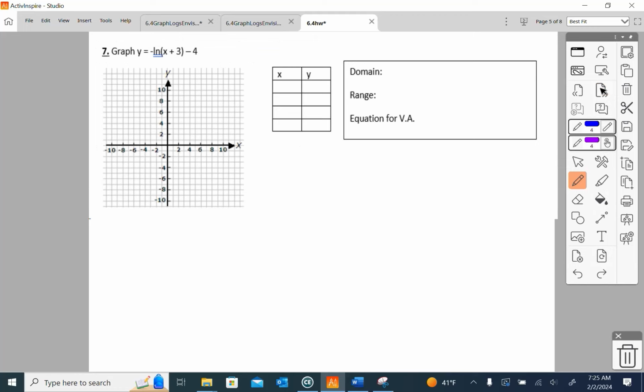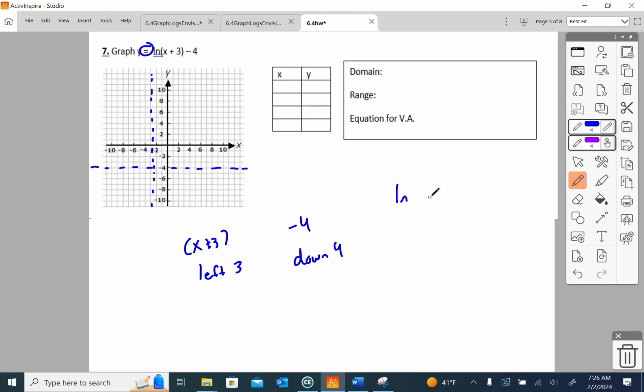Here's a graphing problem. Graph y equals the negative natural log of x plus 3, minus 4. This one's going to have some shifts going on. Look at that, plus 3 from x plus 3. I think left 3. The minus 4 literally means down 4. So left 3. Down 4. It's also negative.